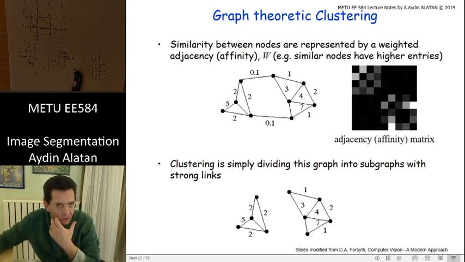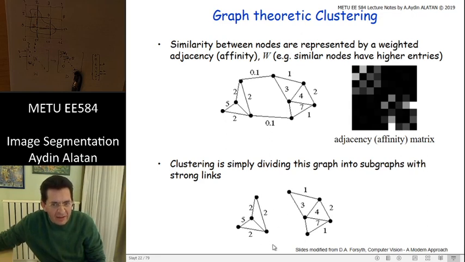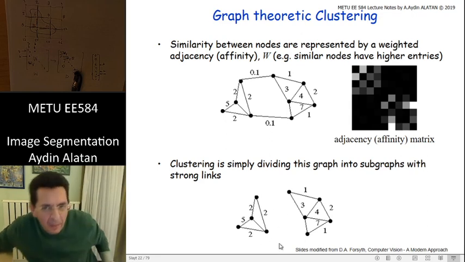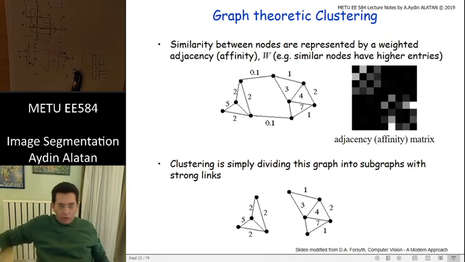Our aim for segmentation, for clustering, is dividing this graph into subgraphs with strong links inside, okay? Therefore, obviously, this is one strong link inside, one other strong. These are weak links. I want to cut them somehow. I don't know how to do it right now, but I'm going to try to do it here.